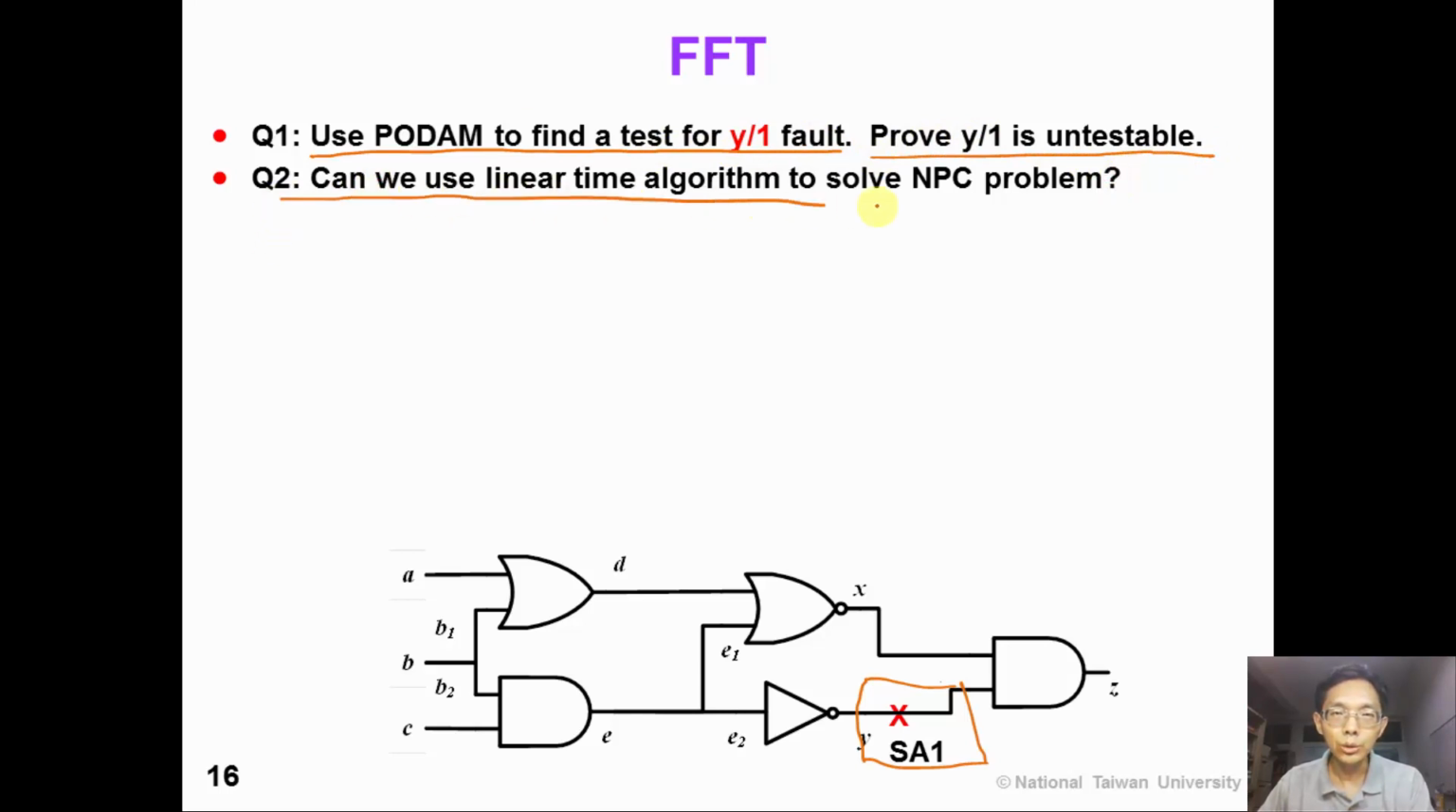Question number 2. We mentioned that redundant fault identification is an NP-complete problem, but the FIRE algorithm claims that it is close to linear time. Can we use a linear time algorithm to solve an NP-complete problem? Of course not. So please explain what is wrong here.